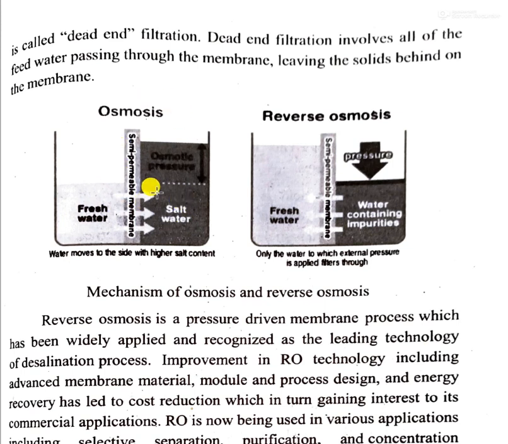In the case of reverse osmosis, this happens under the exertion of a pressure. In the salt water compartment, we are exerting a certain amount of pressure. When pressure is exerted, the water molecules from the salt water compartment will penetrate the semi-permeable membrane and enter the fresh water compartment. So this is a reverse process. The first one was osmosis, and the second is reverse osmosis, which is happening under the application of a certain pressure. Only the water to which external pressure is applied filters through. This is the process of reverse osmosis.